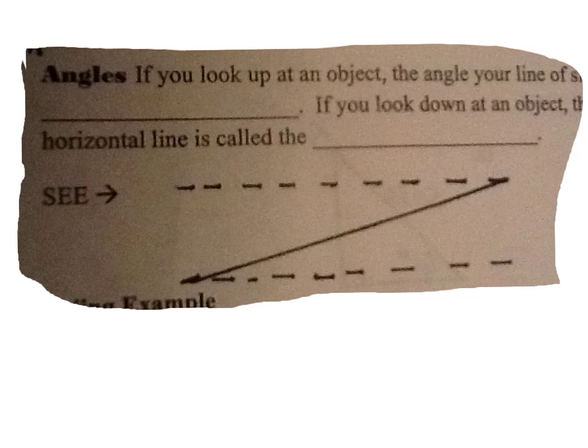Okay, a little bit of vocab here. If you look up at an object, the angle your line of sight makes with the horizontal line is called the angle of elevation. So this first blank here is the angle of elevation. If you look down at an object, the angle your line of sight makes with the horizontal line is called the angle of depression.